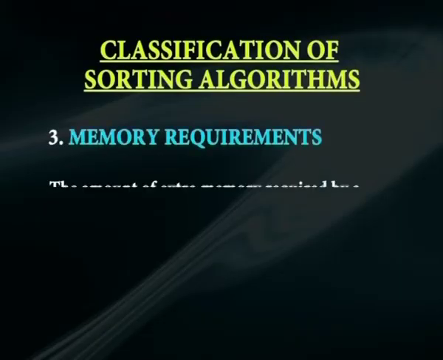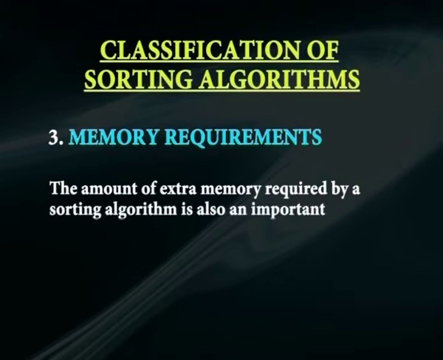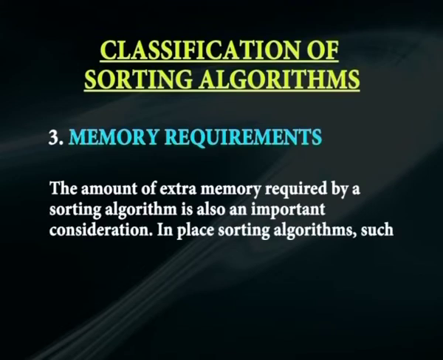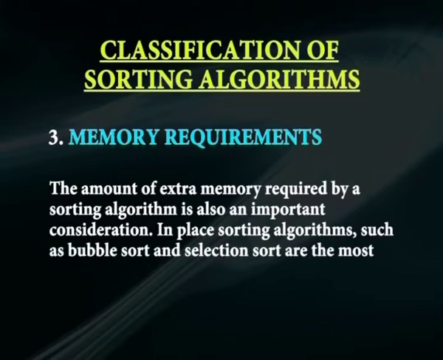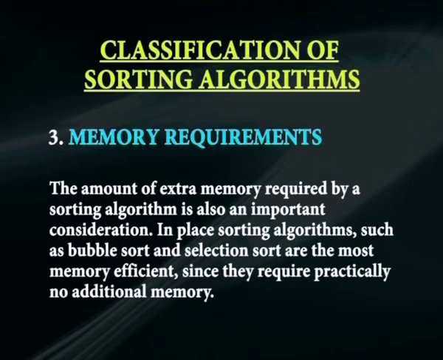Memory requirements. The amount of extra memory required by a sorting algorithm is also an important consideration. In-place sorting algorithms such as bubble sort and selection sort are the most memory efficient, since they practically require no additional memory. Linked list representations require an additional n words of memory for a list of pointers. Still, other algorithms such as merge sort require sufficient memory for another copy of the input array. These are the most inefficient in terms of memory usage.